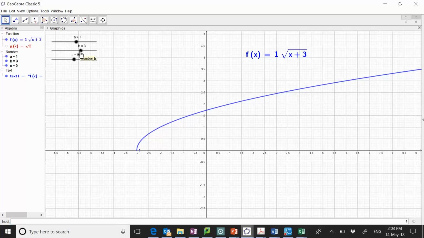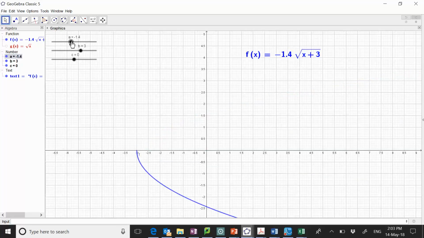So A is the number that's outside. If you have that as negative, what happens then? It flips upside down. Fantastic. And this is what it looks like. So if I change A to negative, it goes upside down.